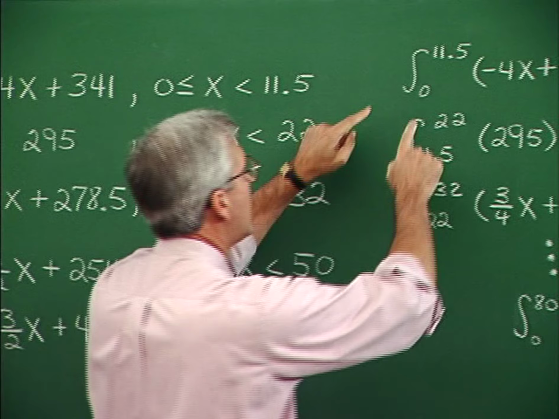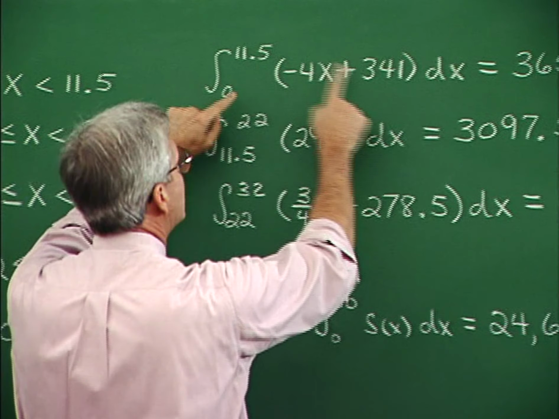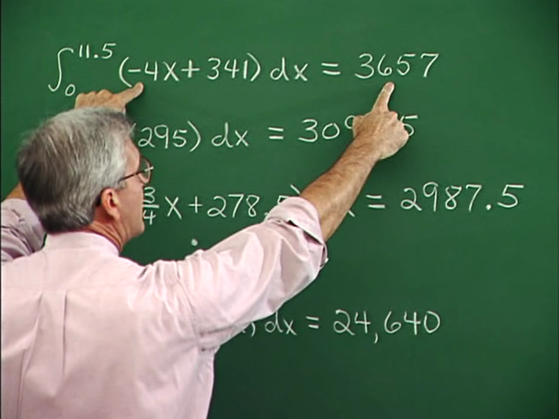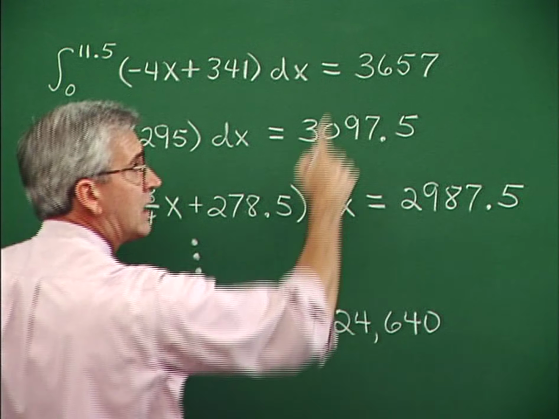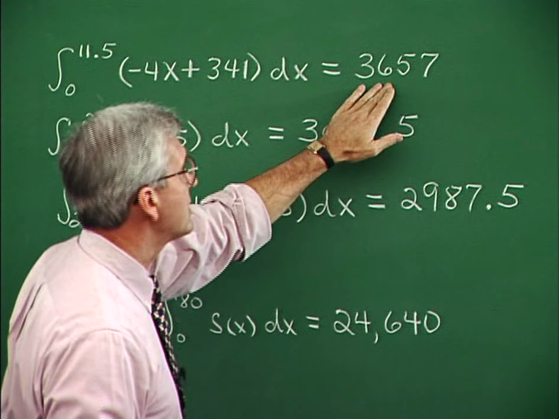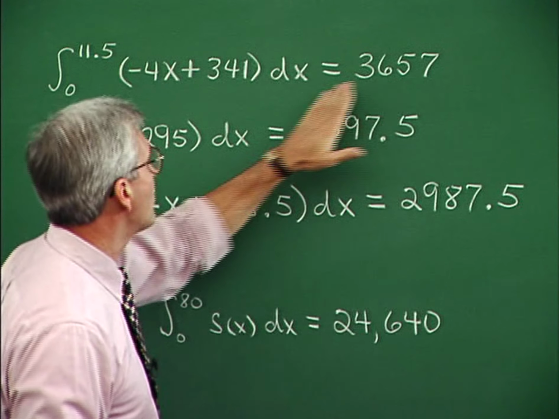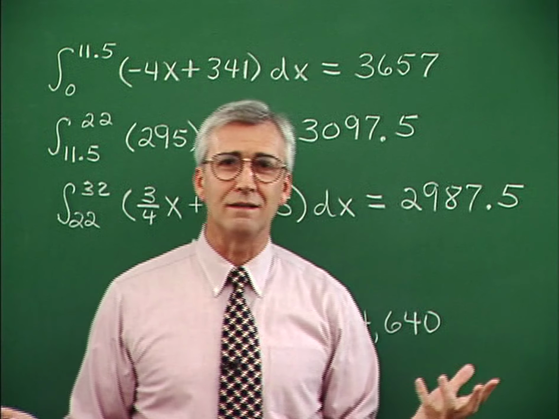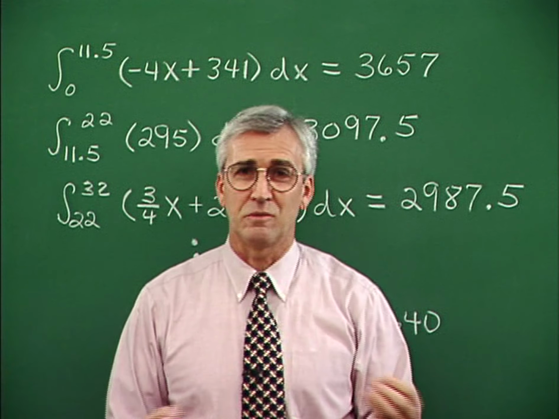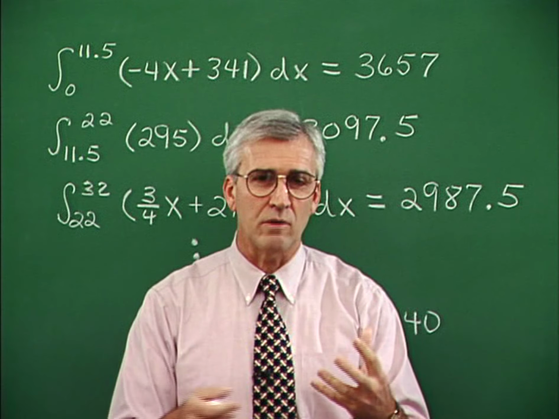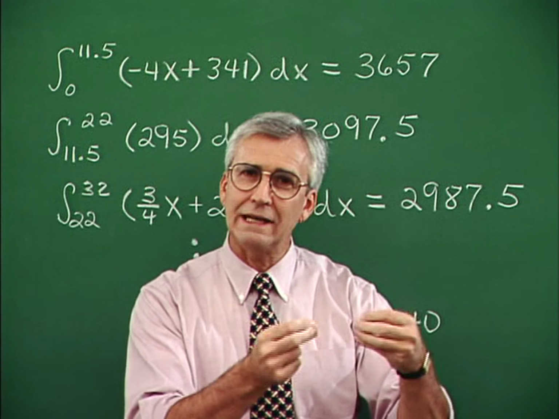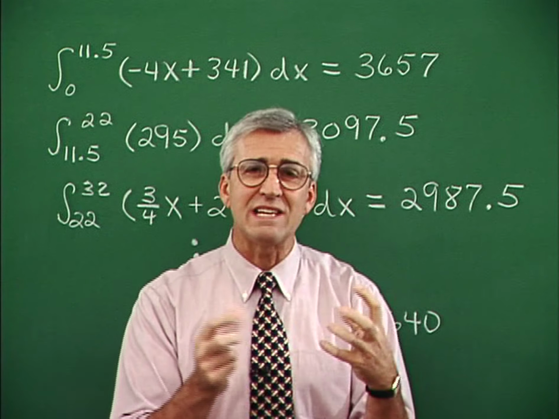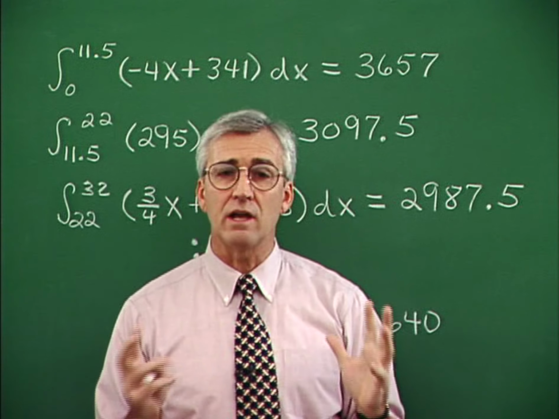We take the integral from 0 to 11.5, and that's modeled by this part of the function, dx, and it turns out to be 3657. An interpretation of 3657 is the area under the curve within the interval from 0 to 11.5. It's kind of like the total speed within that interval, which is an interesting thing because we're accumulating speed here. We have a numerical value which is the accumulation of speed within an interval.